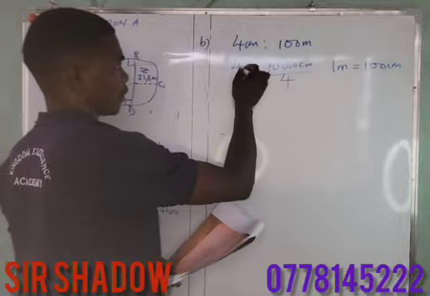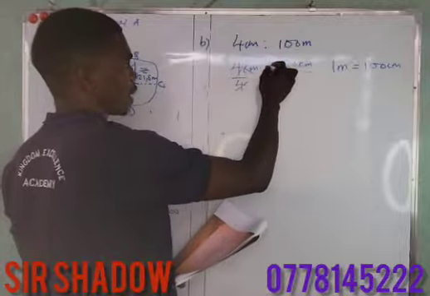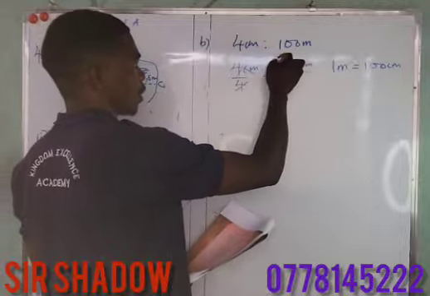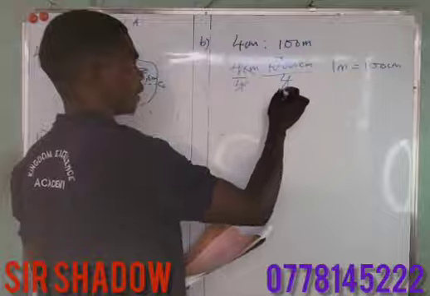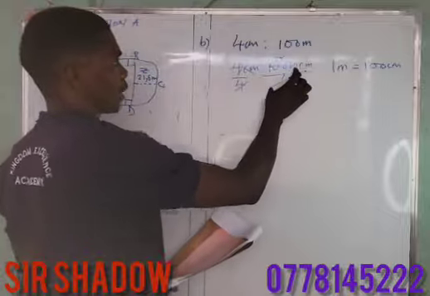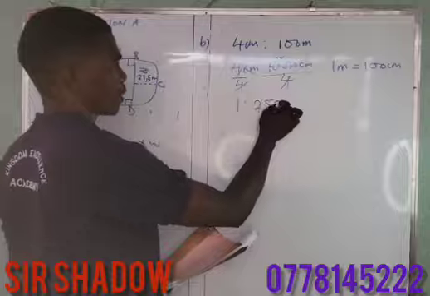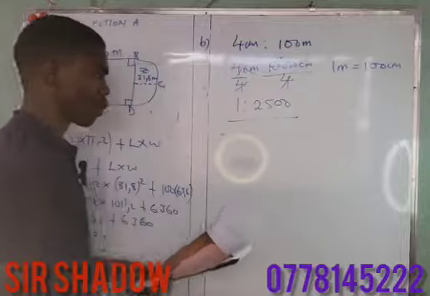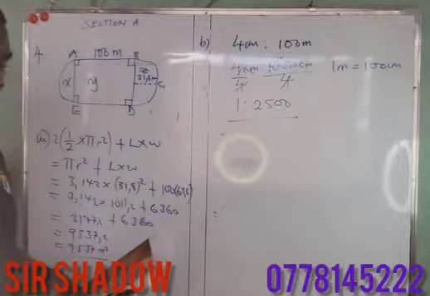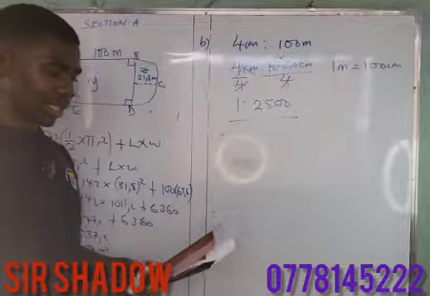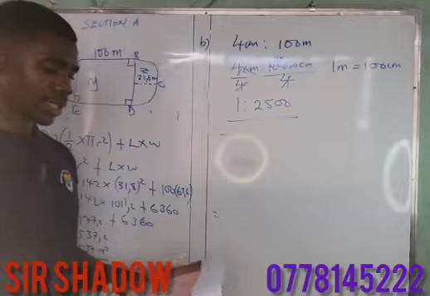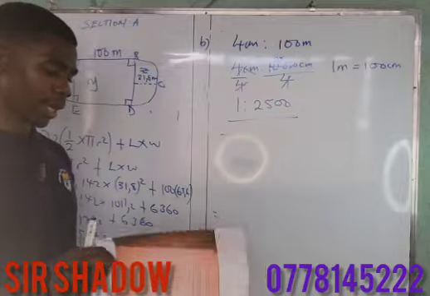Centimeters, right? 4 into 100, which is 25, to give us 2.5. So 1 is to 2.5 in the scale in the form 1 is to n, right? We are all done with questions 1 to 4. Let's move on to the next question.